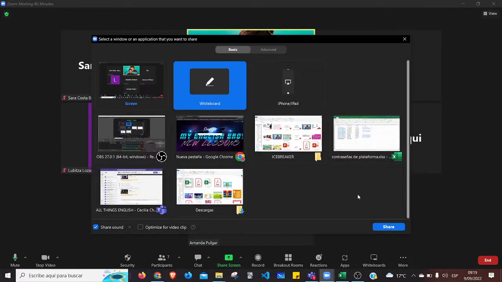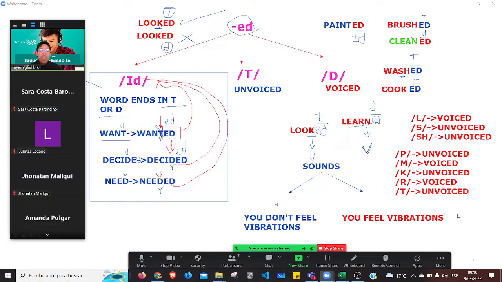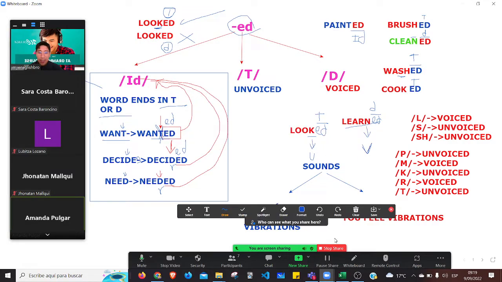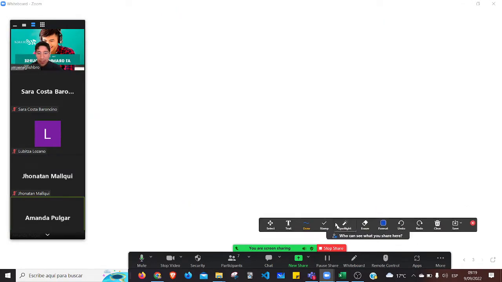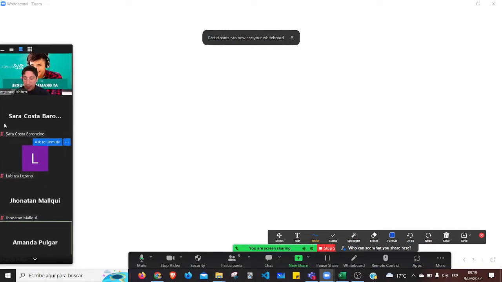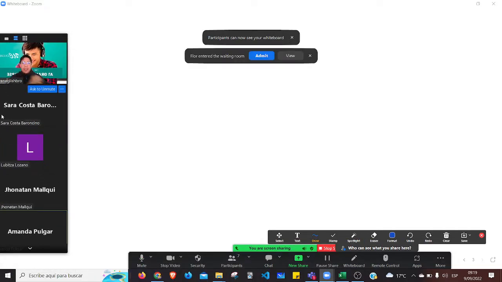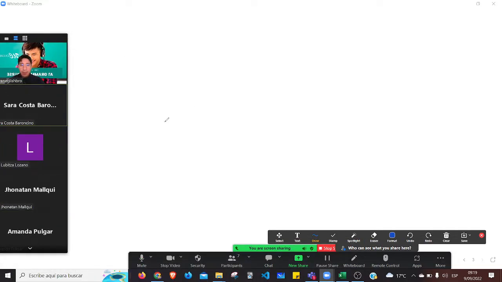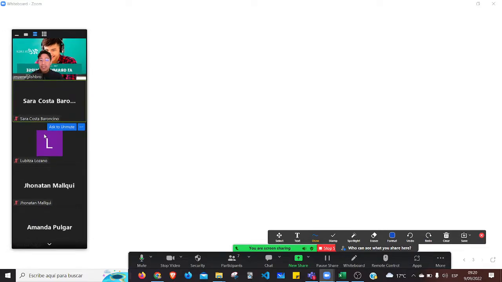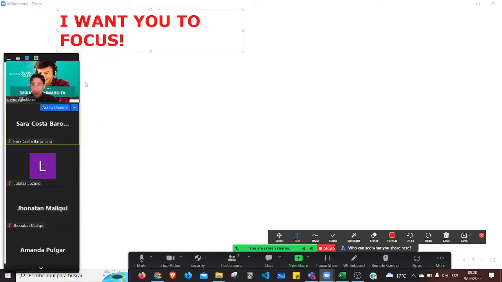Okay, focus on this part. Okay, guys, so I hope that you practice this a lot, and today we have grammar. Can you see my whiteboard, right? Yes? Okay, so I want you to focus. Another way to say, I want you to focus. Quiero que se concentren. I want you to focus.